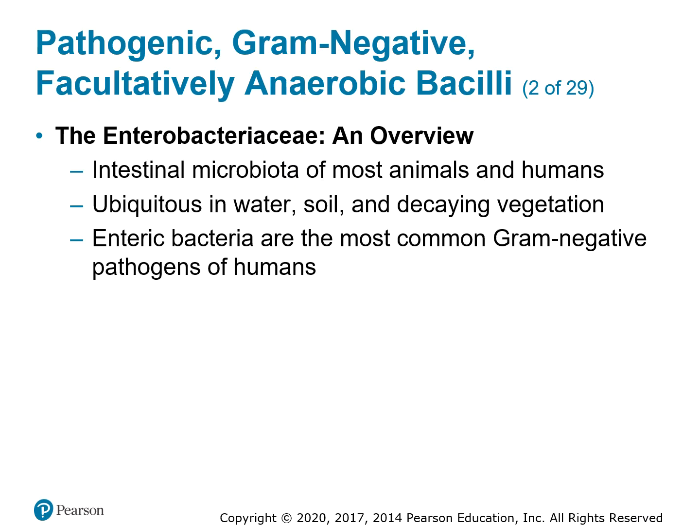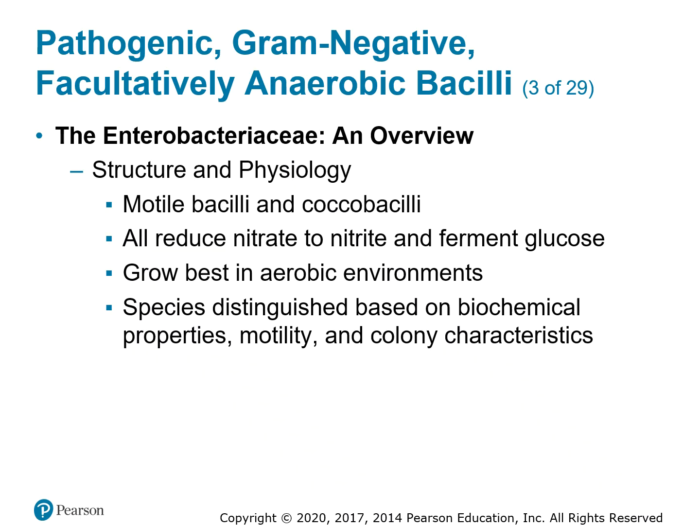All right, so let's take a look at the enterobacteria. These are intestinal microbiota of most animals and humans. They are ubiquitous, or everywhere, in water, soil, and decaying vegetation. The enteric bacteria are the most common gram-negative pathogens in humans, as I mentioned before. These are motile, so they move, bacilli and coccobacilli. We haven't seen a coccobacillus yet. It looks kind of like an oval, I guess would be the best way to describe it. It's not round like a coccus, and it's not rod shaped. It's somewhere in between.